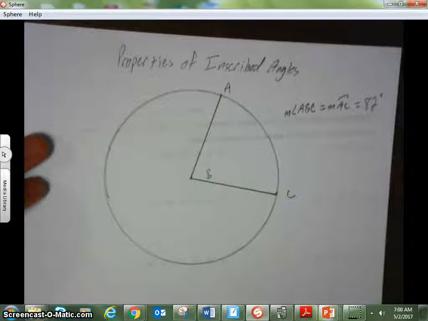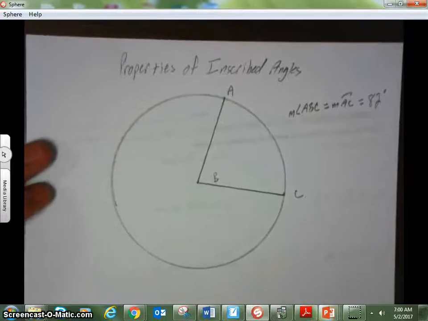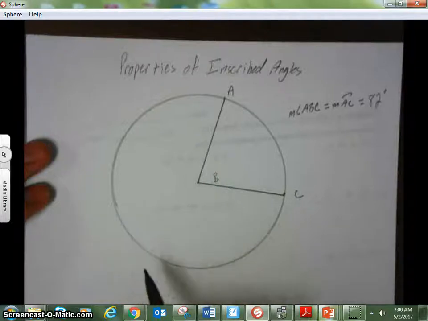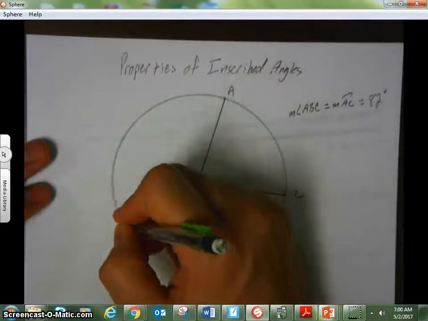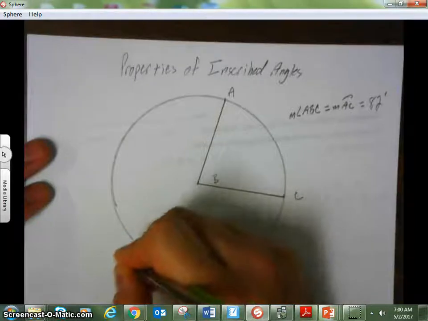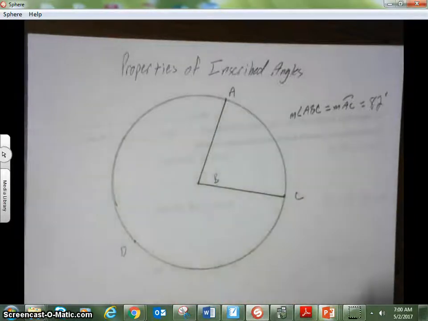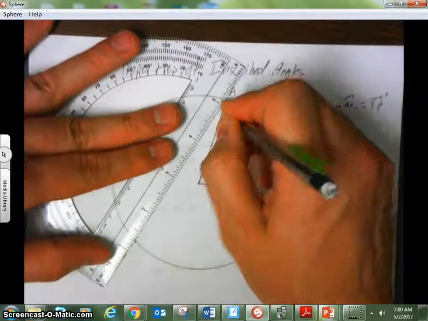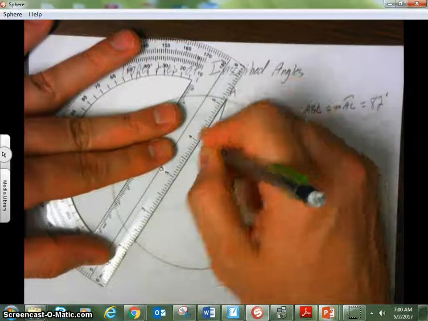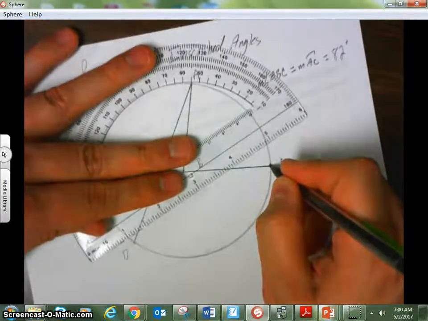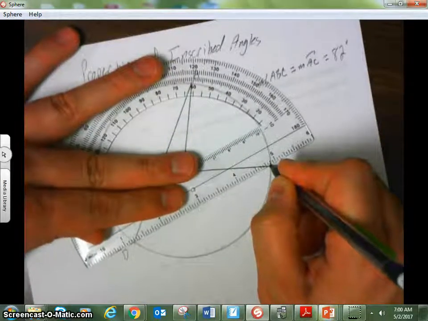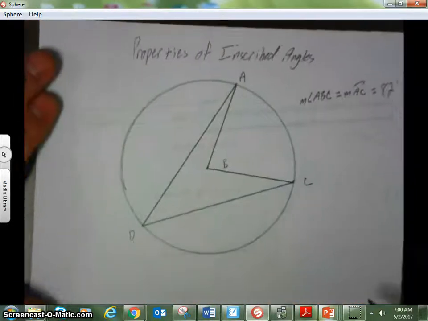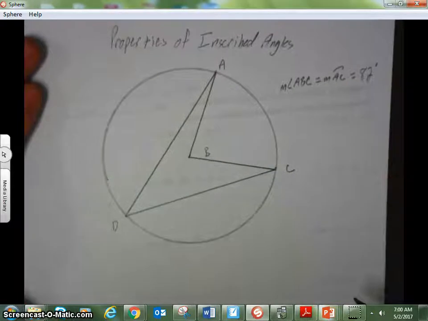And now what I'm going to do is create something called an inscribed angle. Now keep in mind, an inscribed angle is an angle whose vertex is going to be on the circle itself. So I'm going to pick a point down here, and we'll call this point D. The reason why I'm creating the central angle first is because we need to have a reference, something to compare the measurement of the inscribed angle to. So now I have constructed inscribed angle ADC.